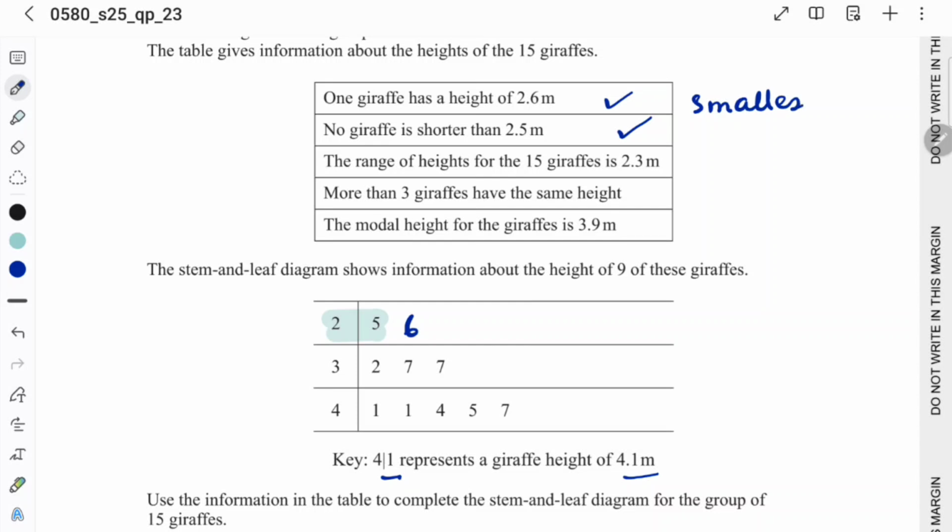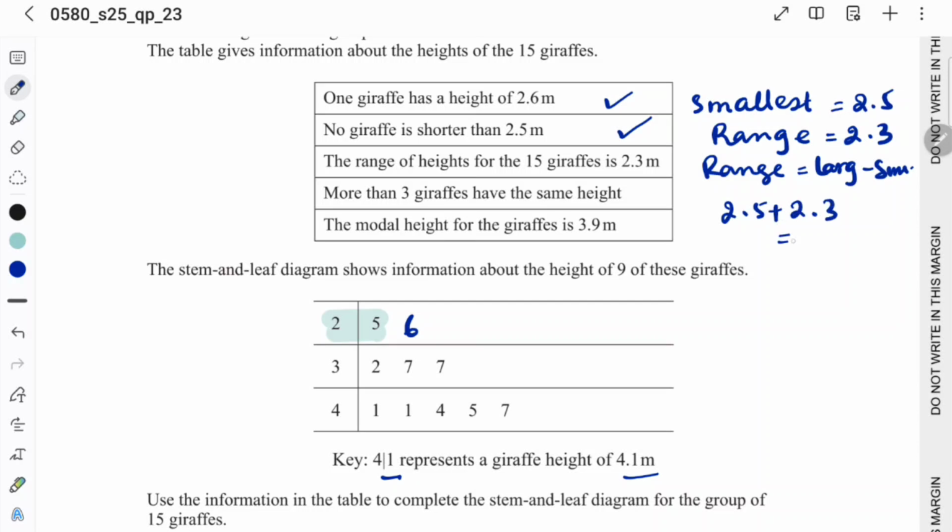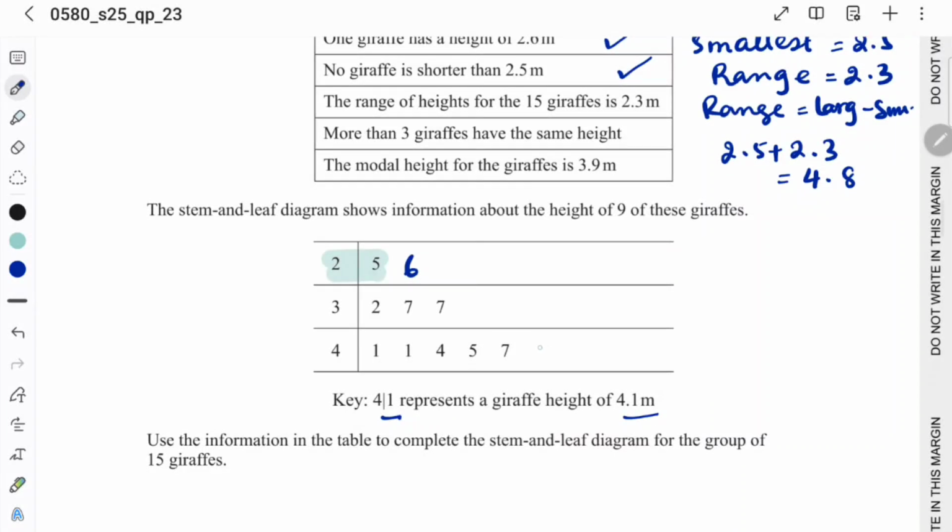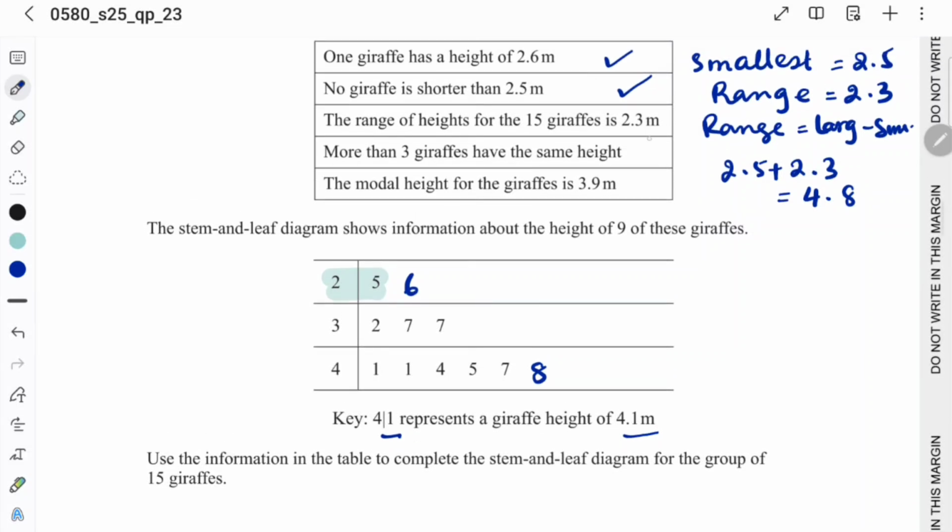smallest is 2.5 and the range is given 2.3. You know the range is the greatest minus the smallest, so you add it together to get the largest one. So the range is the largest minus the smallest. Whenever you do it, the largest will become the range plus the smallest. So 2.5 and 2.3, when you add it, it will become 4.8. It means that the last number is 4.8. So we are writing it down here. It's the greatest number. Now we have filled this and this also.